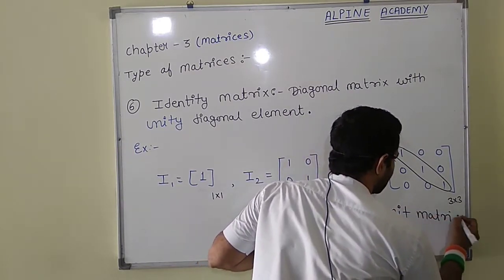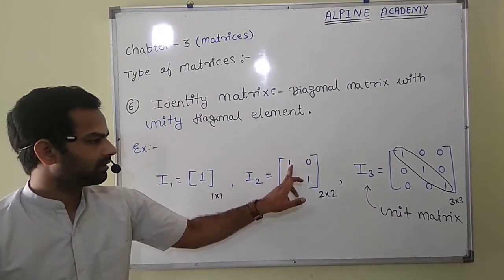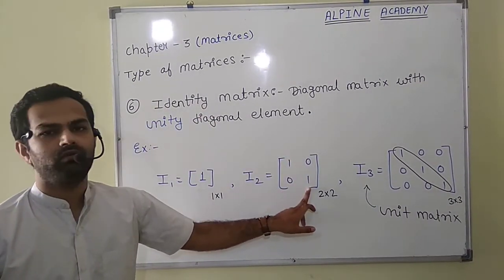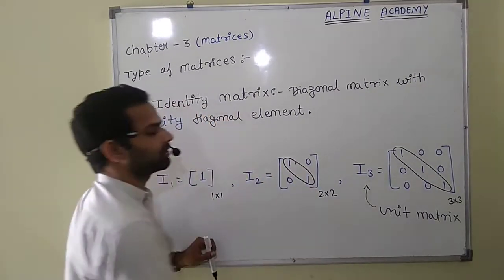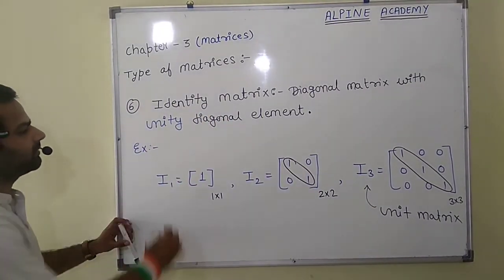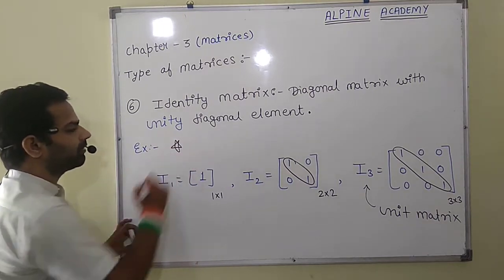In the same way, 2 cross 2 matrix 1 0 0 1. Again, the diagonal elements are 1 and remaining elements are 0. So this is the type of identity matrix and this is a very important type of matrix.